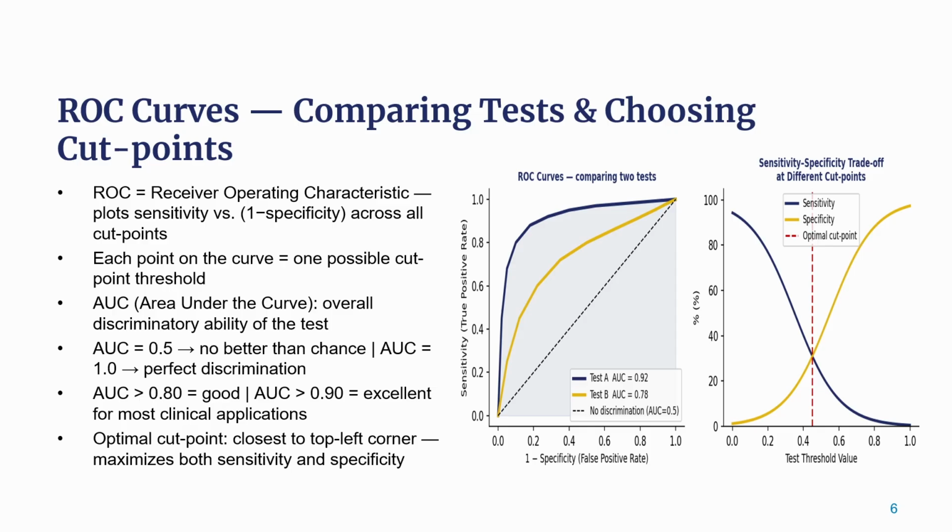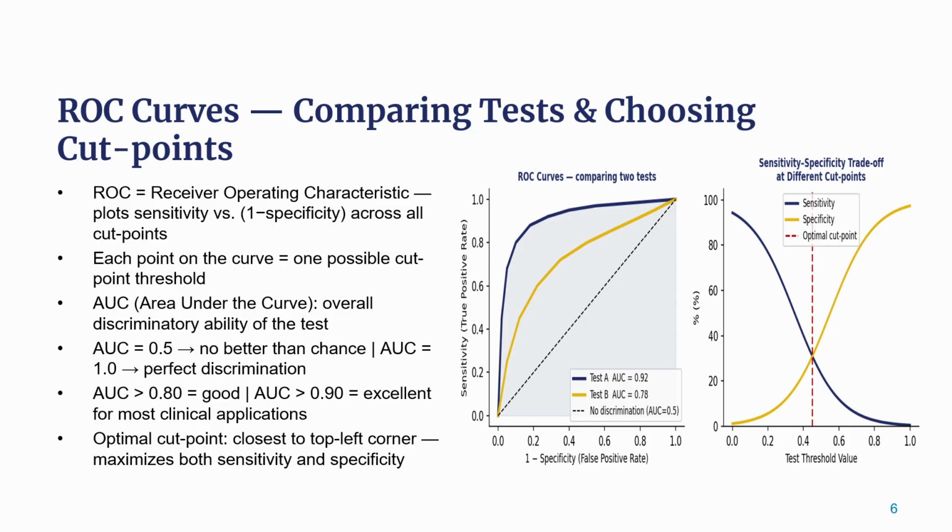The ROC curve is the tool for comparing two tests head-to-head and for choosing the best cut point for a continuous test. The curve plots sensitivity on the y-axis against 1 minus specificity on the x-axis at every possible threshold. A test that perfectly discriminates disease from health would hug the top left corner, 100% sensitivity and 100% specificity simultaneously. A useless test would fall along the diagonal. The AUC summarizes the whole curve in one number.